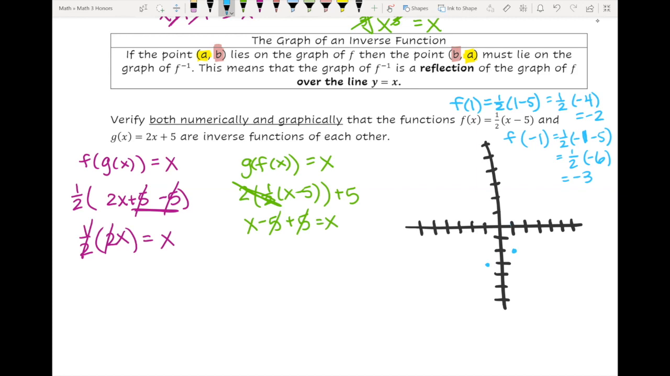The slope of this is 1/2. It's like up 1 over 2. So I can just keep getting more and more points. All right, and I'm going to write a little f of x here just to remind myself which one's which.